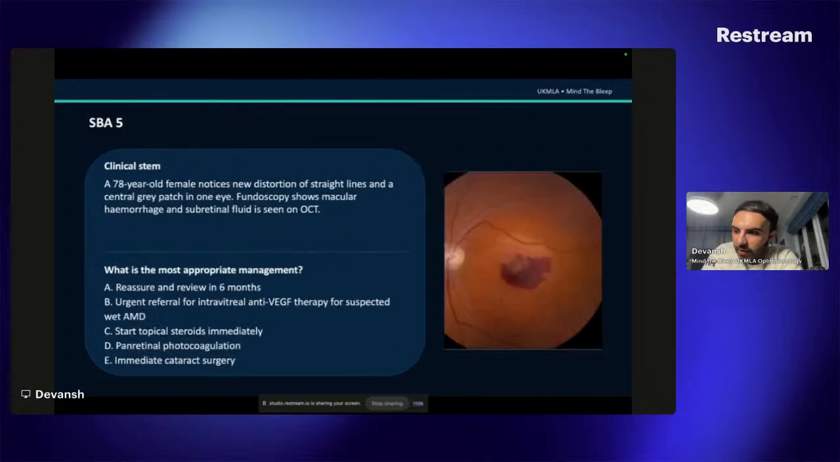So our fifth SBA, moving on. A 78-year-old female notices a new distortion of straight lines and a central gray patch in one eye. Fundoscopy shows macular hemorrhage and subretinal fluid is seen on optical coherence tomography. What is the most appropriate management? I'll give you all a minute again.